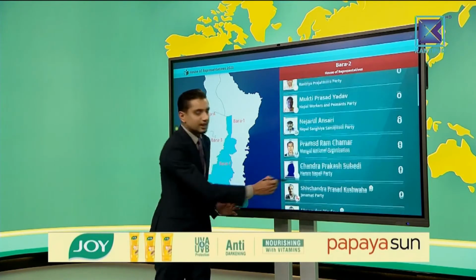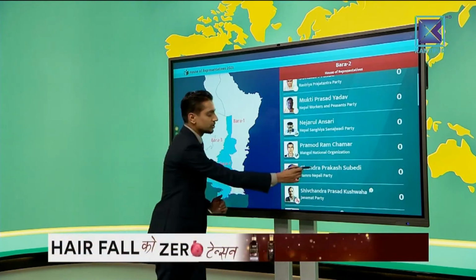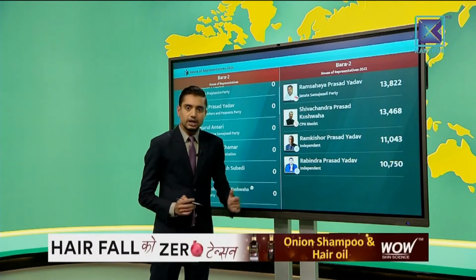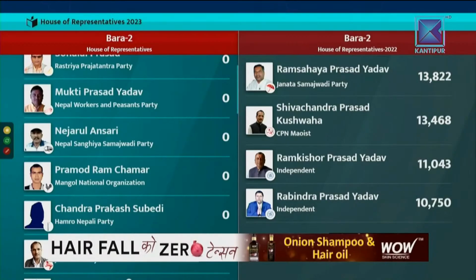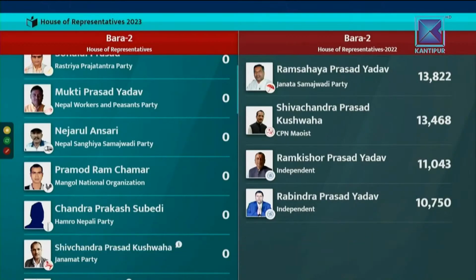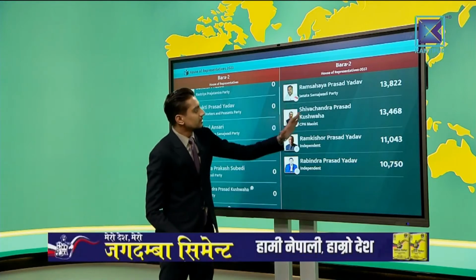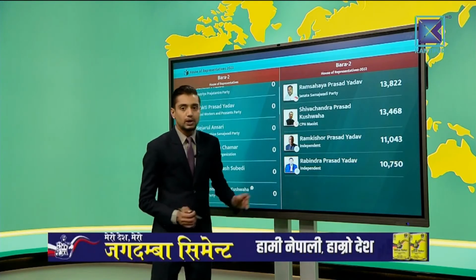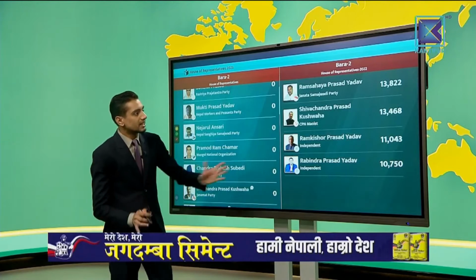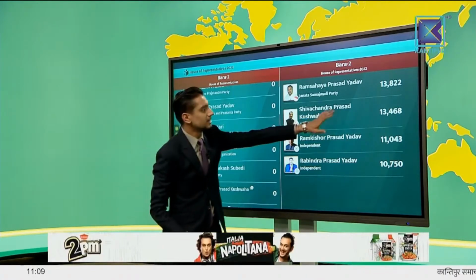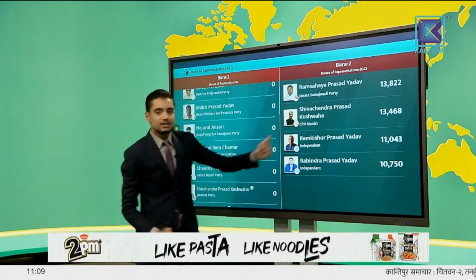The reason the by-election is being held in Bara Electoral Constituency 2 is because the winner from the November 10 general elections, which was held last year, Ram Prasad Yadav, was later elected as the vice president. Considering the previous elections, Shiv Chandra Prasad Kushwaha was the person who had finished second. The vote margin was not that much. It is basically around 400, and he's still in the fray.